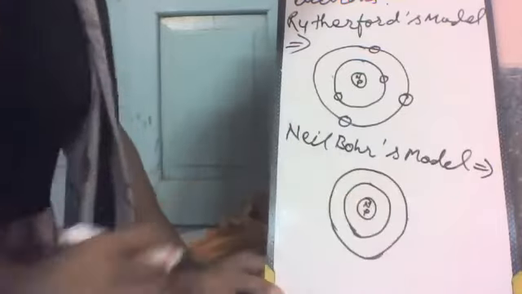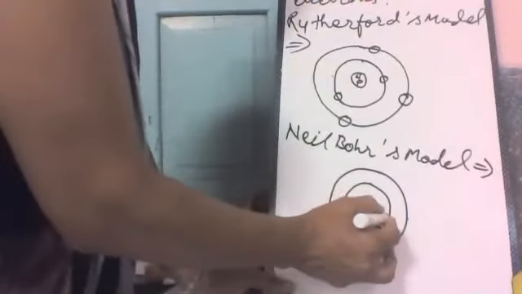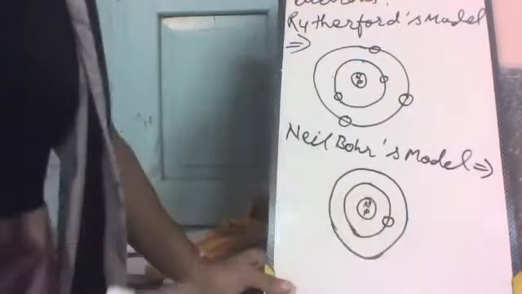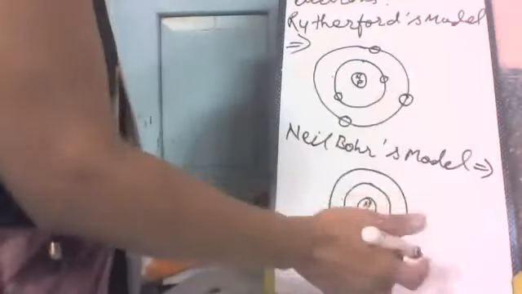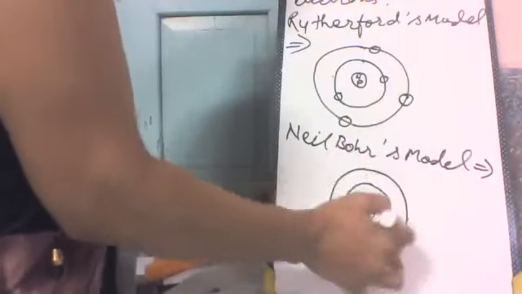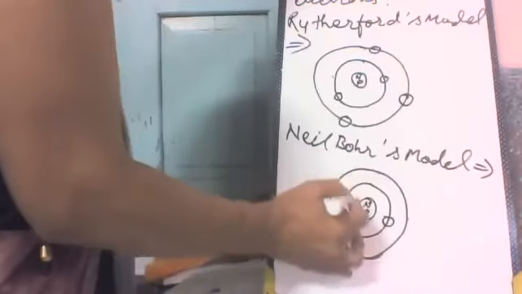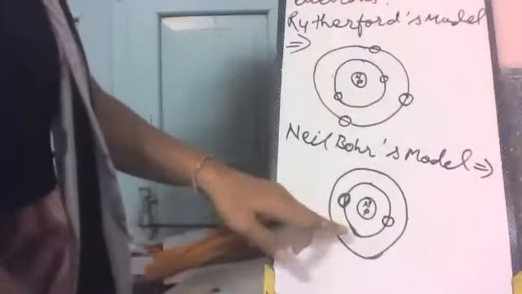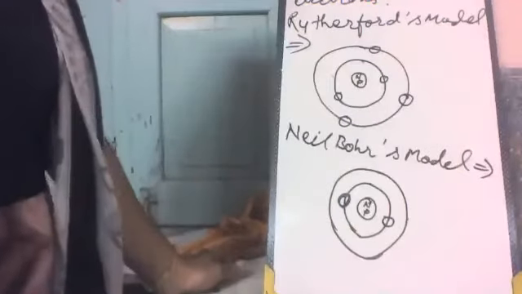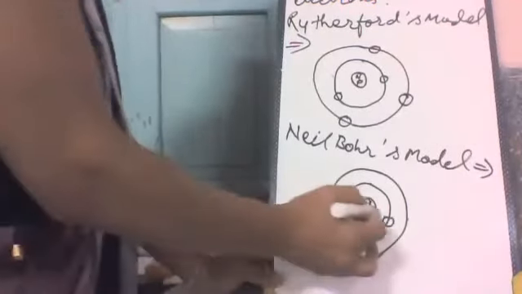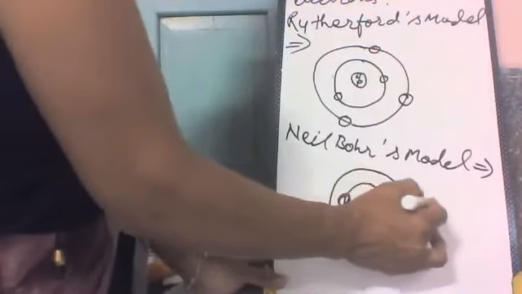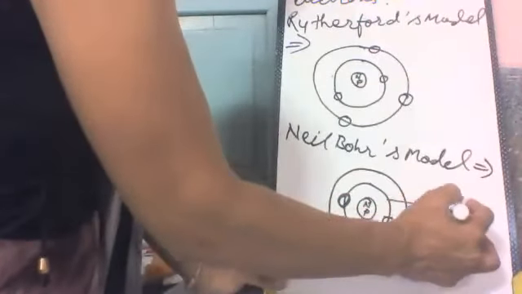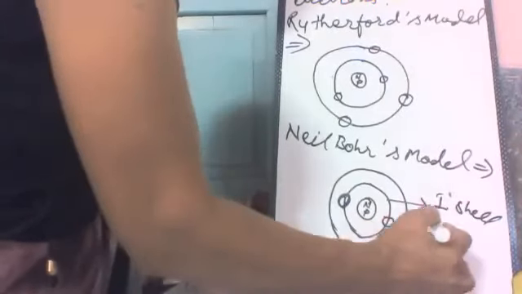First shell, second shell. Each shell could hold a limited number of electrons. Not all the electrons can come here and further. So there is a fixed number of electrons that can take place in an orbit. The first shell is nearest to the nucleus. This is the first shell. Then this one is the second shell.